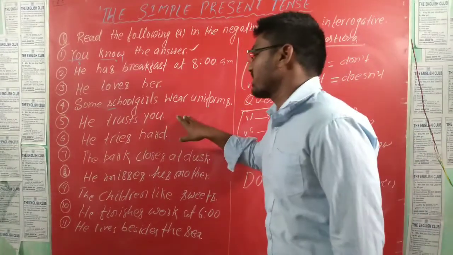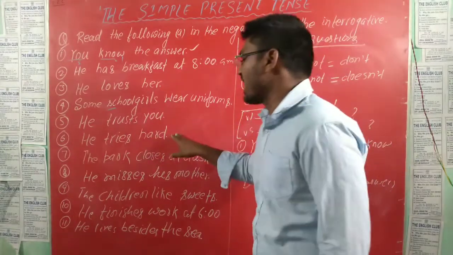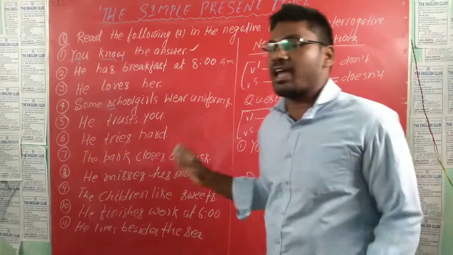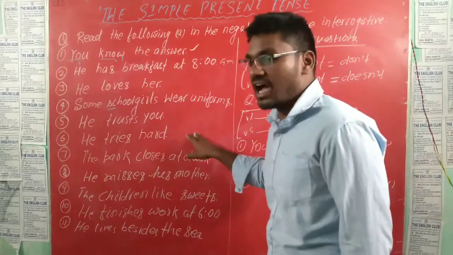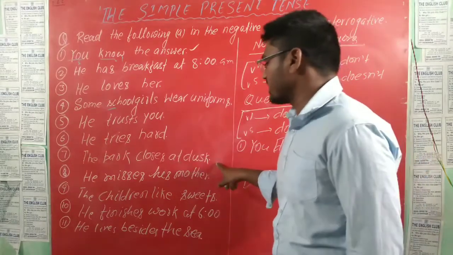He does not trust you. Does he trust you? Next one. He tries hard. He does not try hard. Does he try hard? Next one. The park closes at dusk.